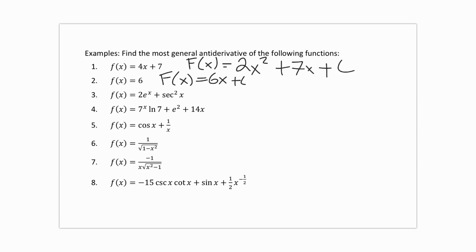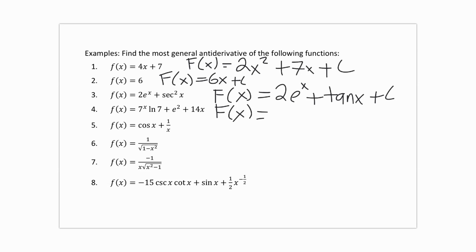Let's look at that third example there. For number 3, we find our general antiderivative, basically using our derivative rules in reverse. That gives us a 2e to the x, because the 2 is just a constant multiplying the e to the x. It doesn't affect the derivative. But now secant squared x, we need to think a little bit there. We think and we think and we go, oh yeah, I remember. That would be tan x. Again, plus c.